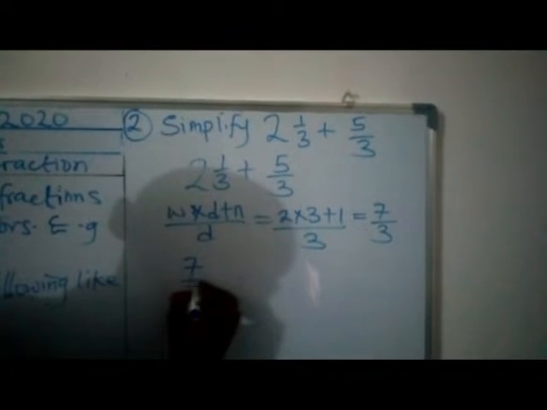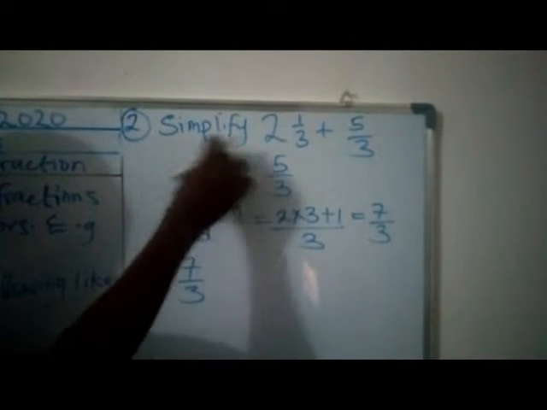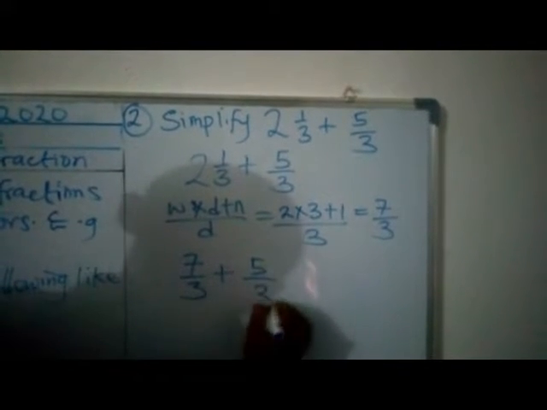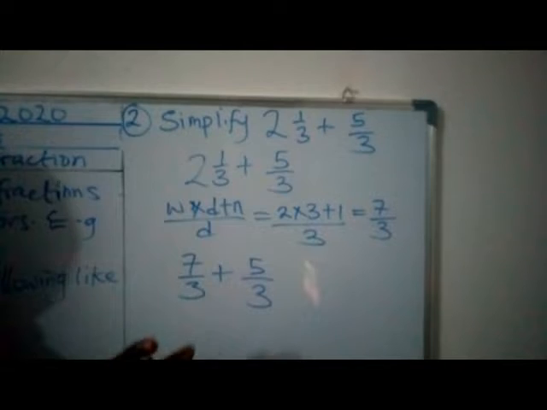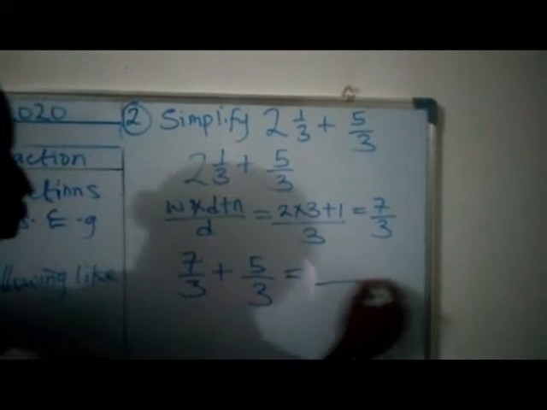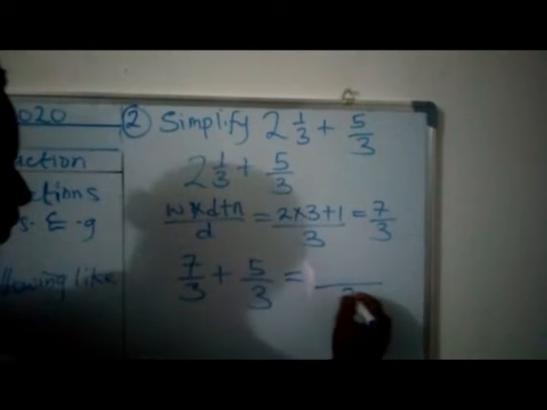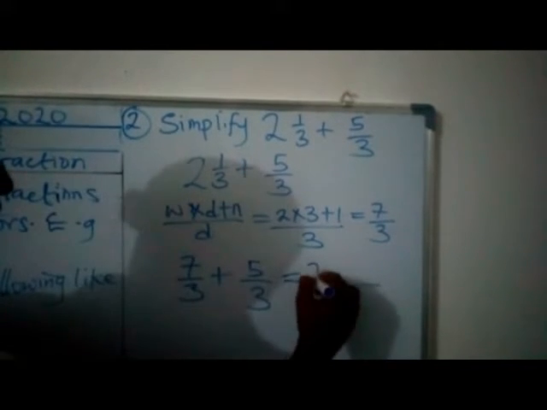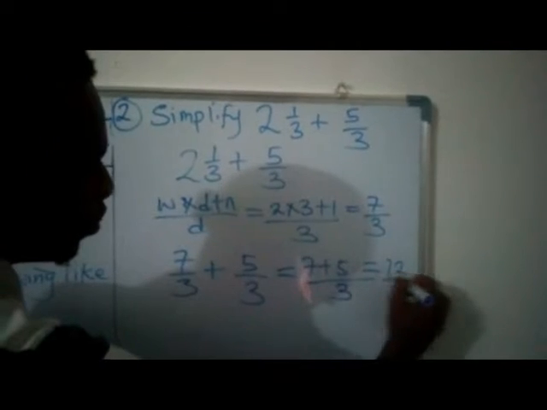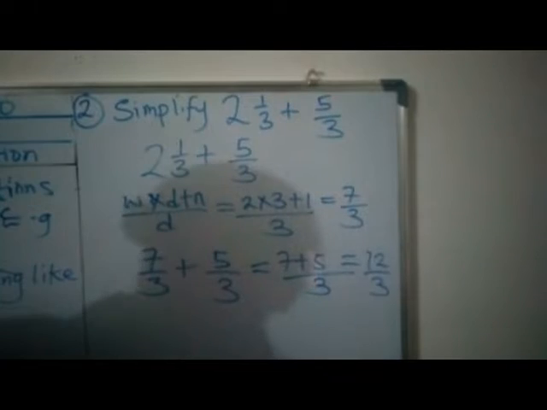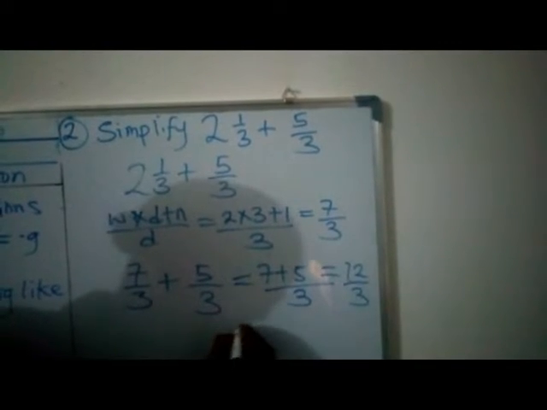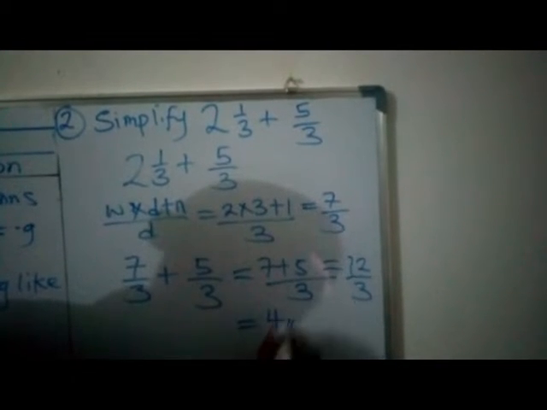You write 7 over 3, because we've converted 2 whole number 1 over 3 to become 7 over 3, plus 5 over 3. Here now you can see that it can be added, because this one has been changed to an improper fraction. Now you can pick one of these two denominators, 3. Then you add the numerators together, 7 plus 5, which gives you 12 over 3. Then let's check this fraction. You discover that it can be divided. 3 can divide 12. When you divide it, you get 4 as our final answer.